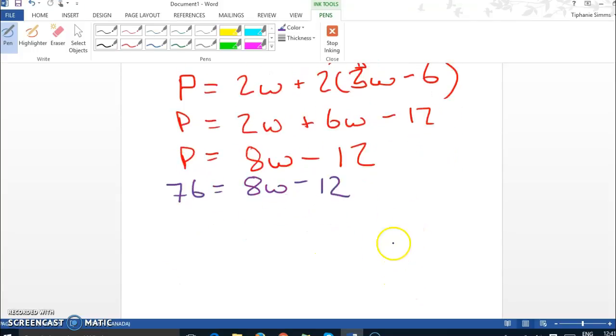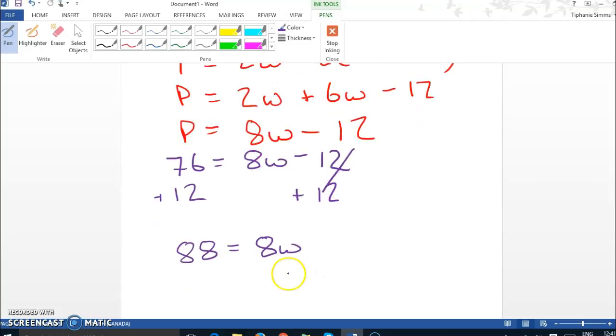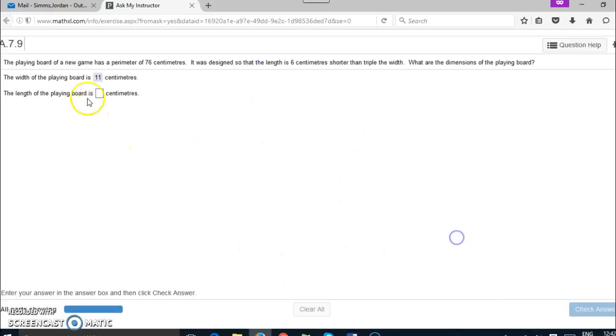Now let's do some algebra and we'll solve for W. So I'll start by adding 12 to both sides. This cancels. That's going to give me 88. 88 equals 8W. And now I'll divide both sides by 8 to get W by itself. And W, the width, equals 11. All right, buddy, so the width is 11 centimeters.